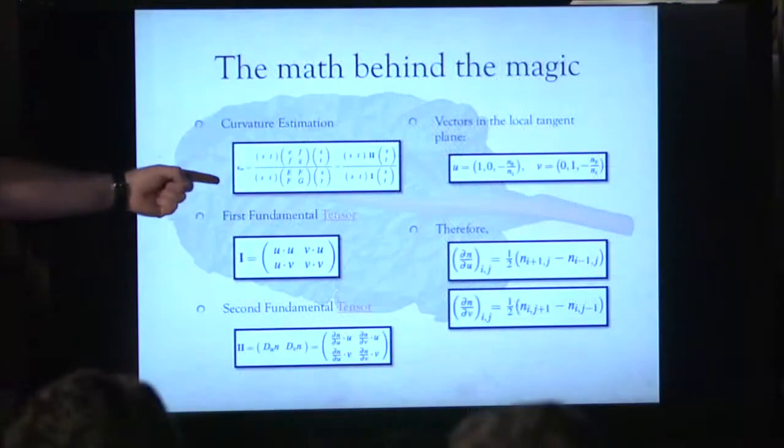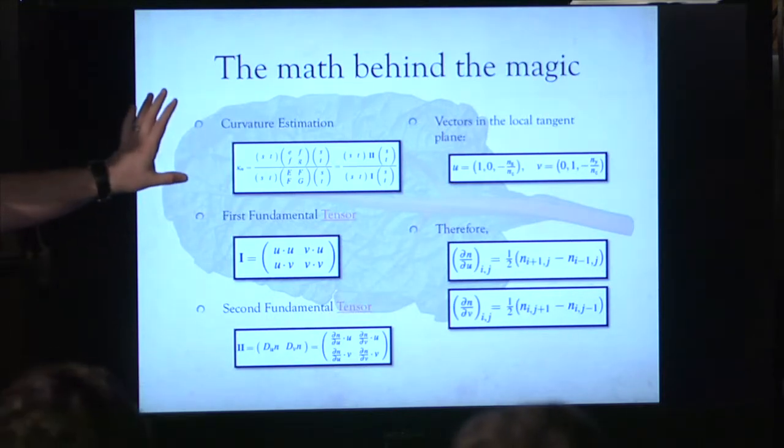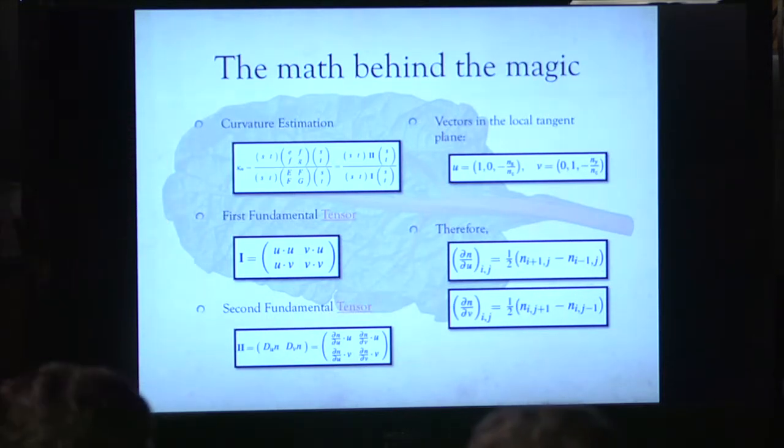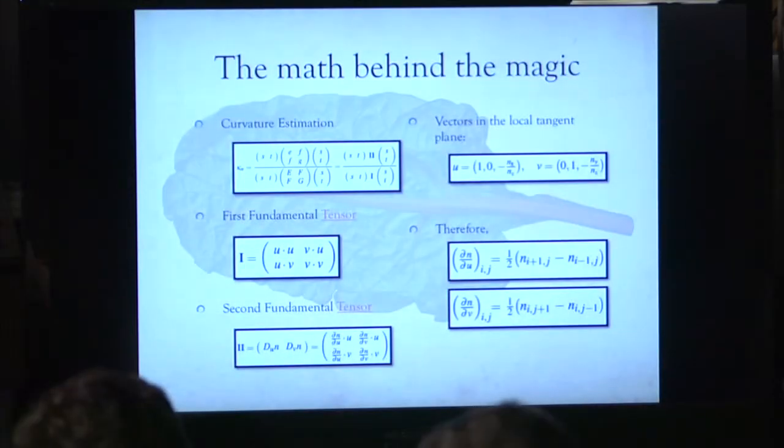Okay, so we found an equation for curvature estimation. And we know curvature, right? We know how to use K and curvature. And we found first and second fundamental tensors. What's a tensor? This was a learning experience for us. We were very excited about this. Anybody know what a tensor is?